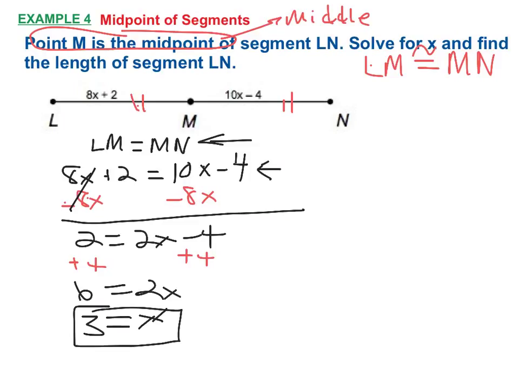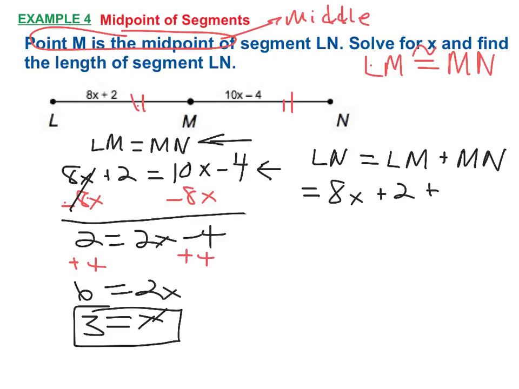But we're not finished because we also have to find the length of LN. And LN is the whole segment. So we know that the whole segment LN is equal to the two pieces added together, which are LM plus MN. So we can fill that in with the pieces that we know. LM is 8x plus 2 plus MN, which is 10x minus 4. And then we can take this value of 3 that we just found and plug it in.